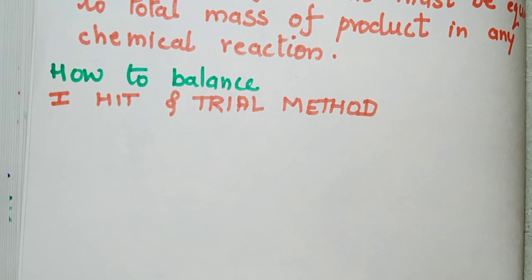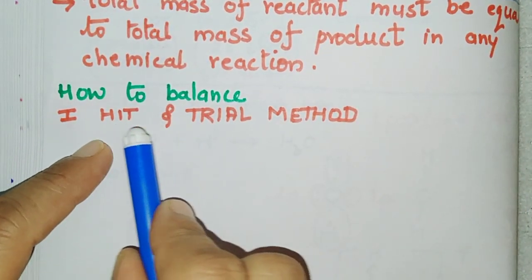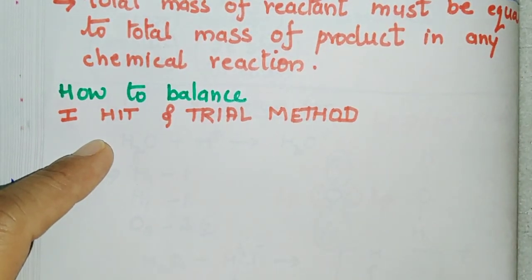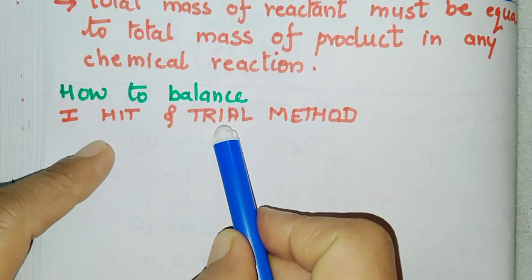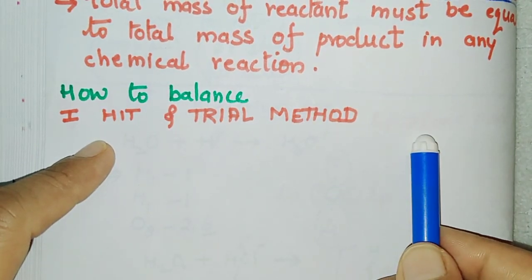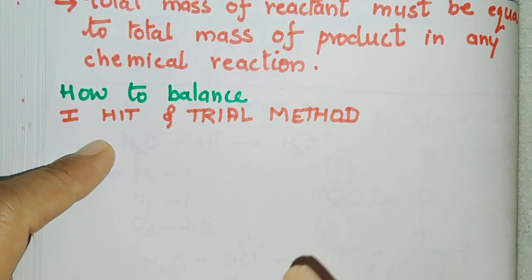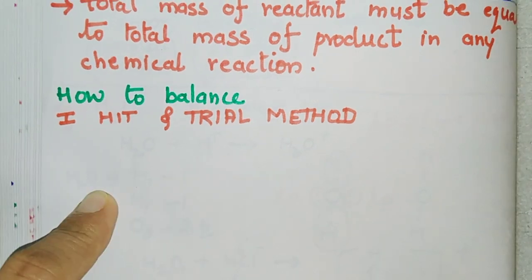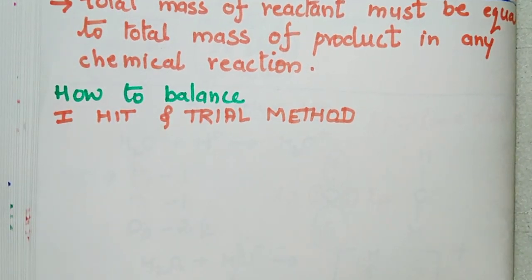See, the name itself says that hit any number, just for the trial, to balance any equation. When we are hitting any number or multiplying that equation by any number, we don't know whether the reaction will be balanced or not. This is the hit and trial method. Now let us understand it by taking an example.